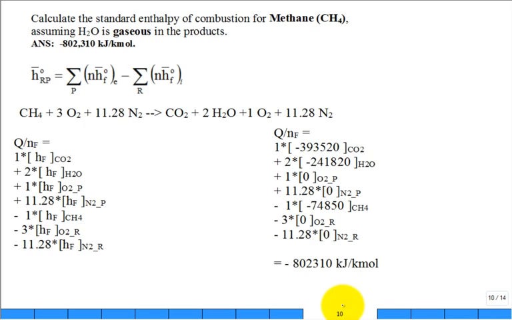All right, so this was the calculation in detail. And so we noticed that the enthalpy of formation of oxygen and nitrogen is zero. But first of all, oxygen is in the reactants, so why do I have oxygen in the products? This is not right here.